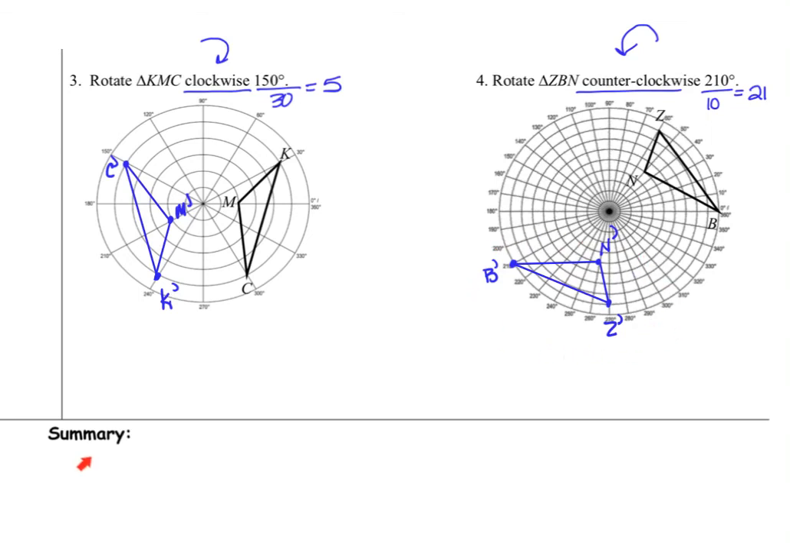For your summary, you want to answer the essential question, which is how can you rotate on a polar graph? So all you have to do is look at how the graph is scaled, divide by that number to see how many sections or rotations you need to go.